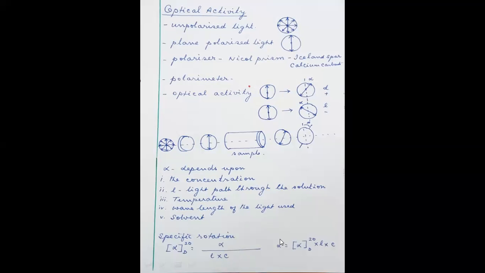So if you want to measure alpha from the specific rotation, the rotation is equal to specific rotation into length into concentration. So this is the relation between rotation and the specific rotation of the plane polarized light. Next. Look here.